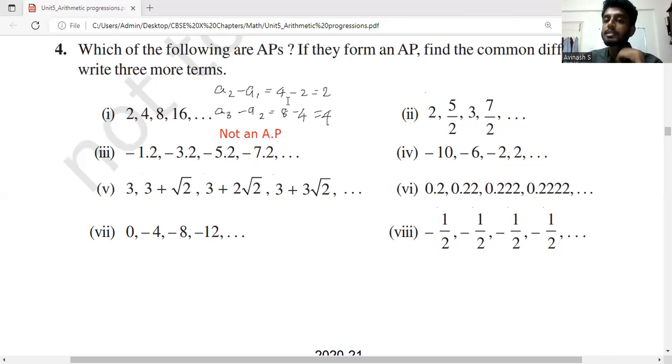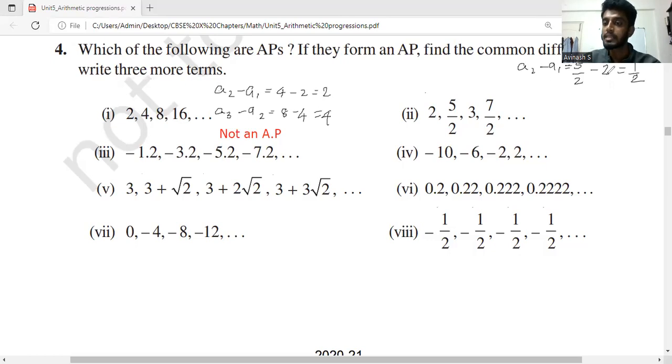With respect to the second subdivision, I do a very similar thing. I do A2 minus A1. So A2 is 5 by 2 and A1 is 2. Some of you might be having difficulty with fractions, so please listen. When you take LCM, you multiply by 2 here. So the numerator becomes 5 minus 4 by 2, which is 1 by 2. So you get 1 by 2 after taking LCM.